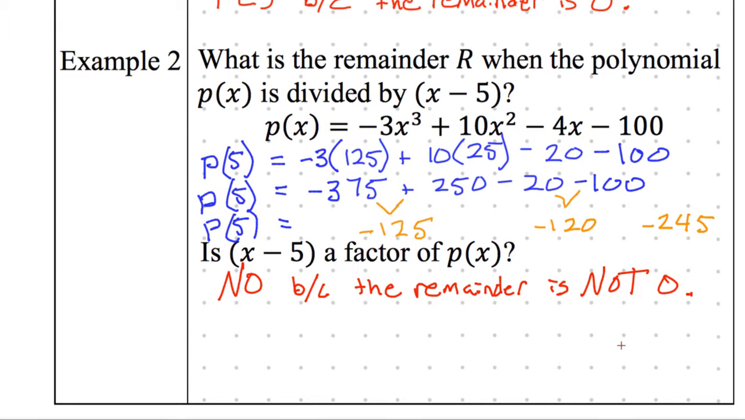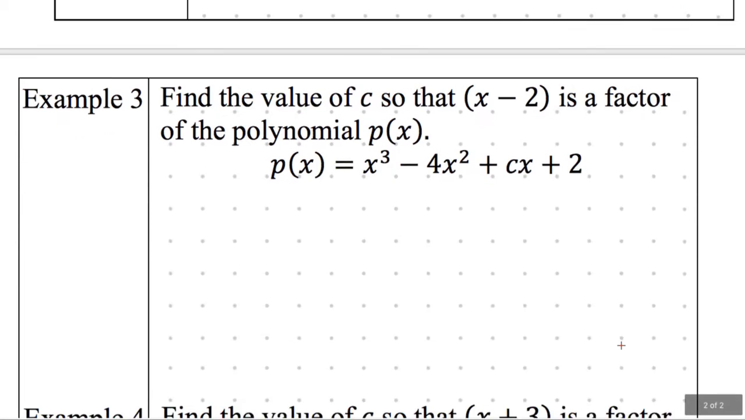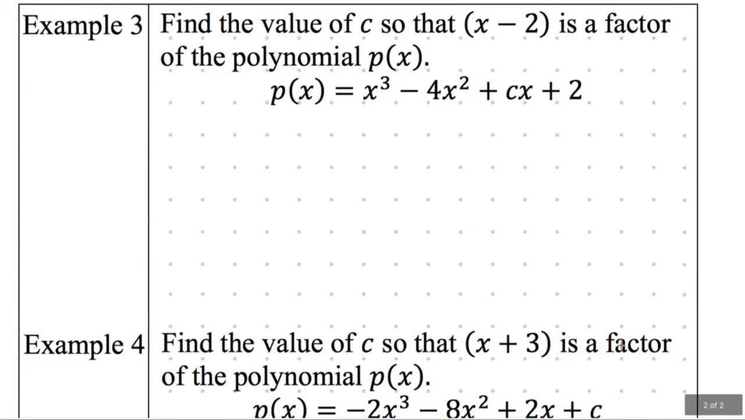Questions on the front. We're on to slightly new types of questions on the back. All right, here we go. We need to find the value of C so that this is a factor. So in order for it to be a factor, that means the remainder is, shout it out. 0. Thank you, Eva. Yep, 0.